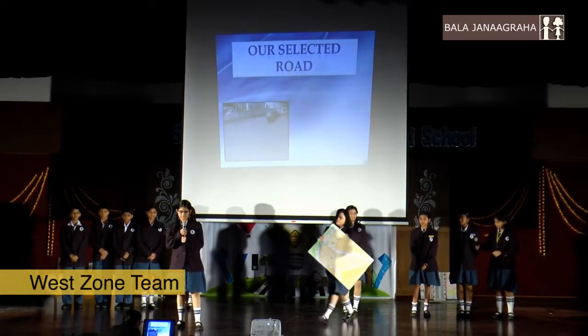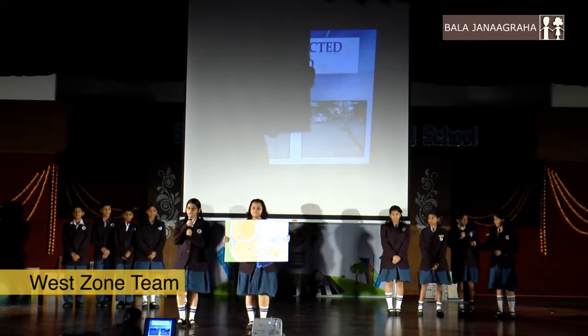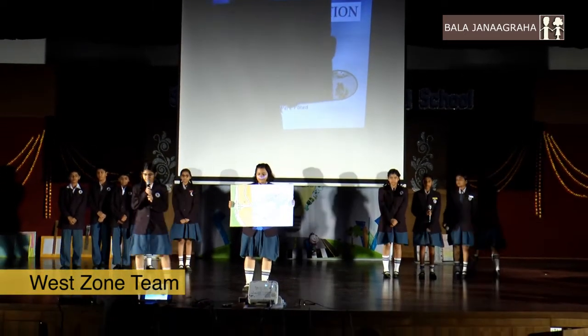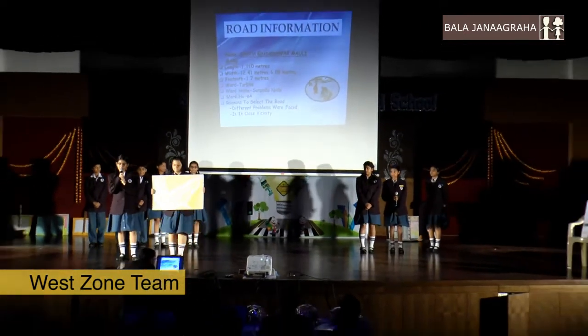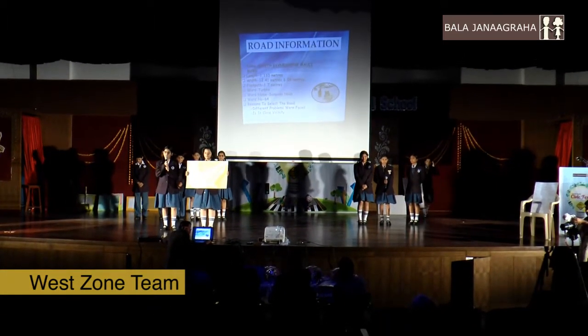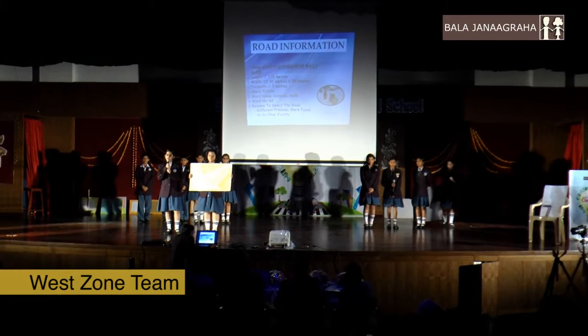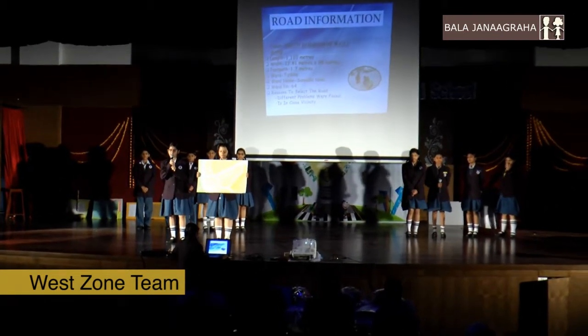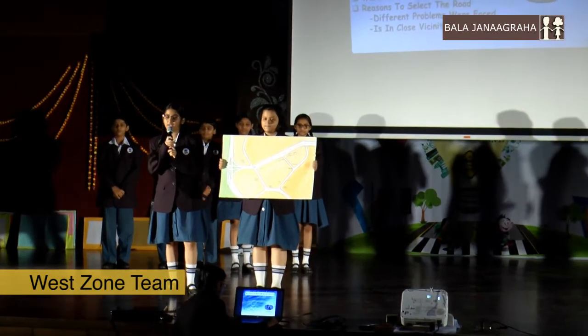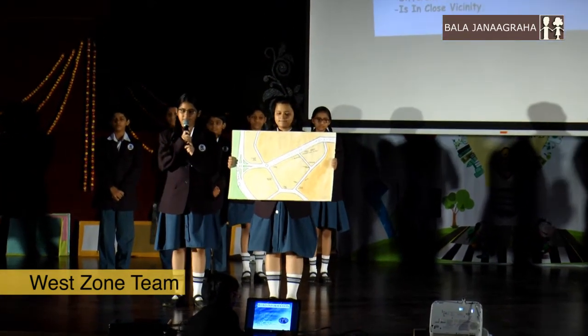The road which we have selected is Sant Gyaneshwar Mauli Marg. The length of our road is 1110 meters and the width of our road is 12.41 meters. The width of our footpath is 1.7 meters and the height of our footpath is 25 centimeters average. Our ward is Turbe, ward name is Sanpada Node and ward number is 64.